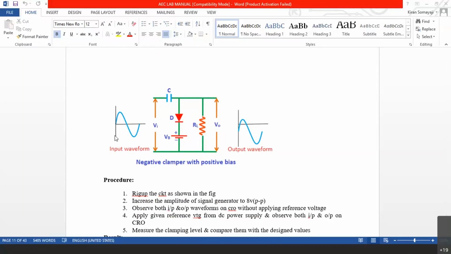It is just the reverse of the previous circuit. In the previous circuit, the diode conducted in the negative cycle after the signal crossed -2. Here again, let me annotate. If at all this is 2 volts, now let us say this is +5, and let us say this is -5.